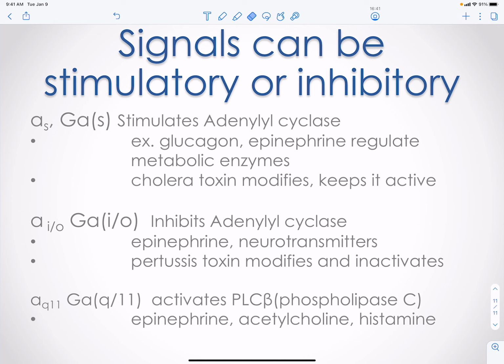We have G-alpha inhibitory, which is going to inhibit adenyl cyclase. Again, epinephrine and neurotransmitters can use this. This is a target of pertussis toxin, and pertussis toxin is going to inactivate this G protein. There's also the G-alpha Q/11, which activates phospholipase C beta. And so epinephrine, acetylcholine, and histamine can all activate these receptors.